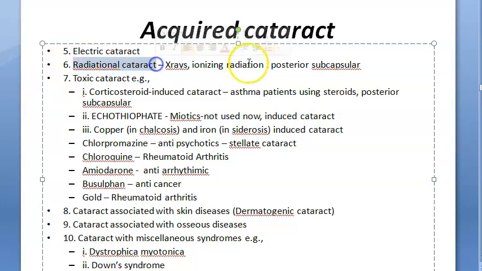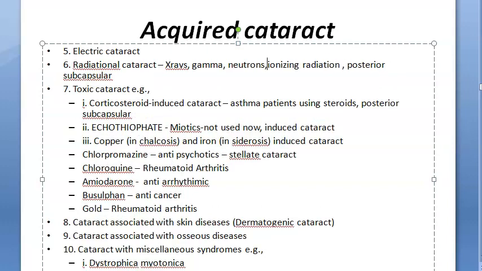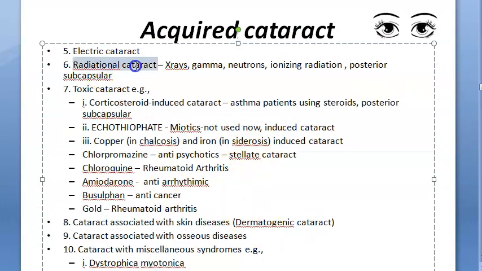Now let's go to radiational cataract. Here because of radiation, what radiation can there be? X-rays, gamma rays, and then neutrons, you can remember guys, X-rays, gamma rays, neutrons. Where will you see this guys? Because of irradiation, people who work in atomic energy plants etc., or people who were treated for malignant tumors, they were exposed to radiation, isn't it? Also technicians who work here who were not adequately protected.